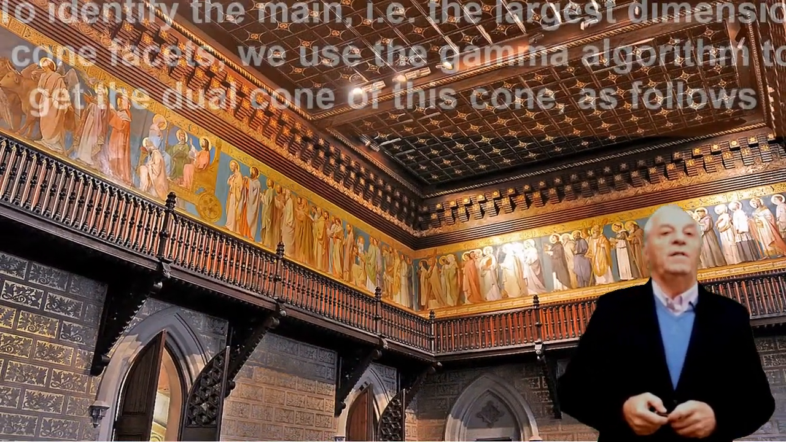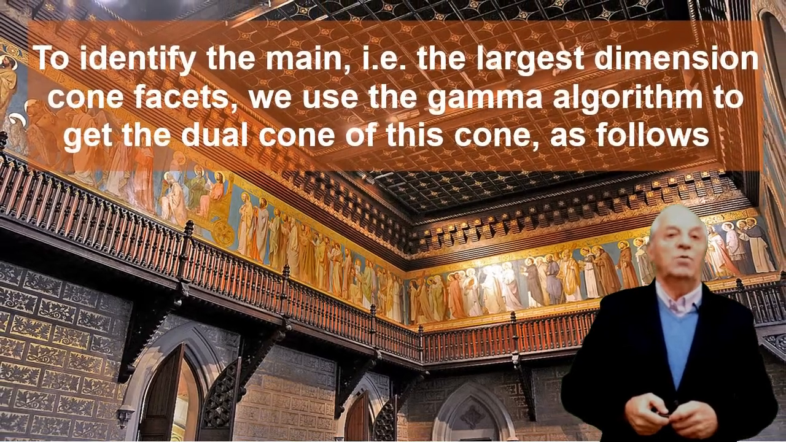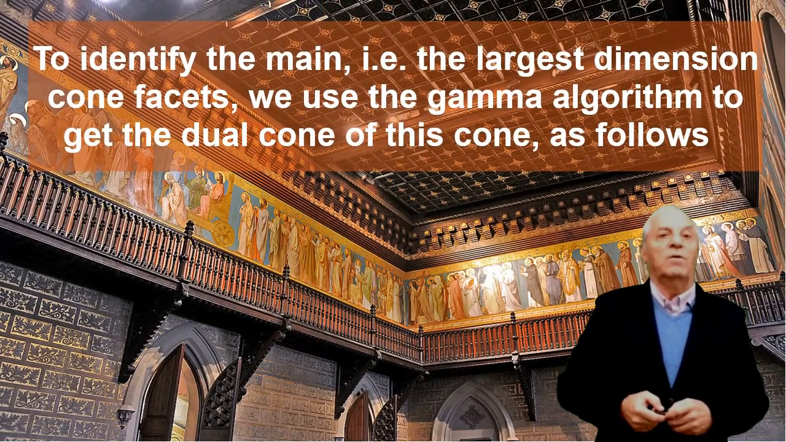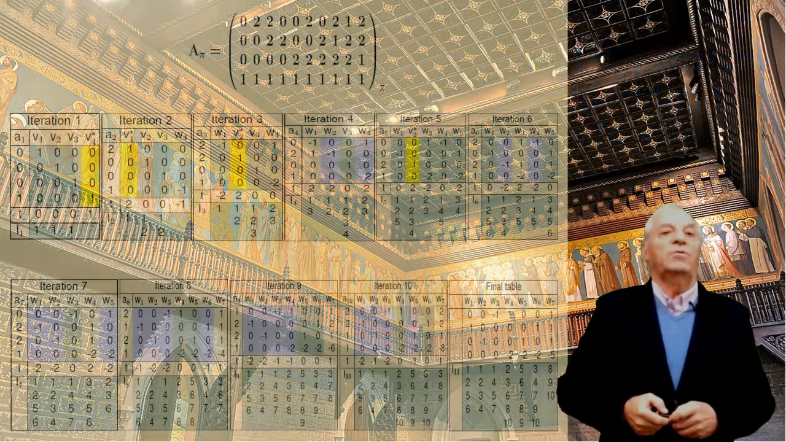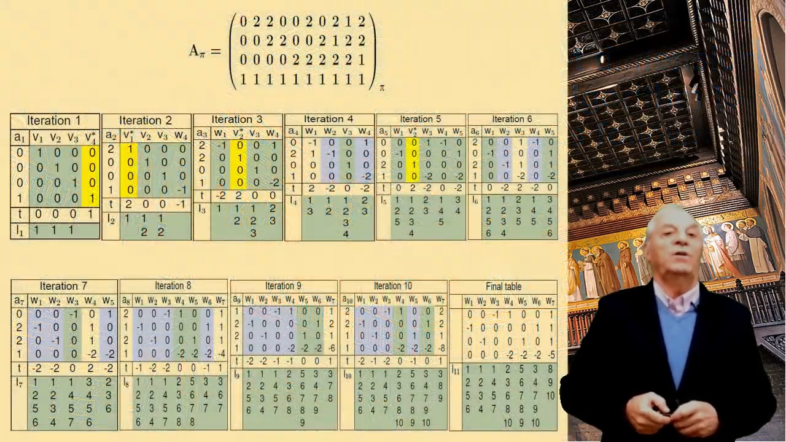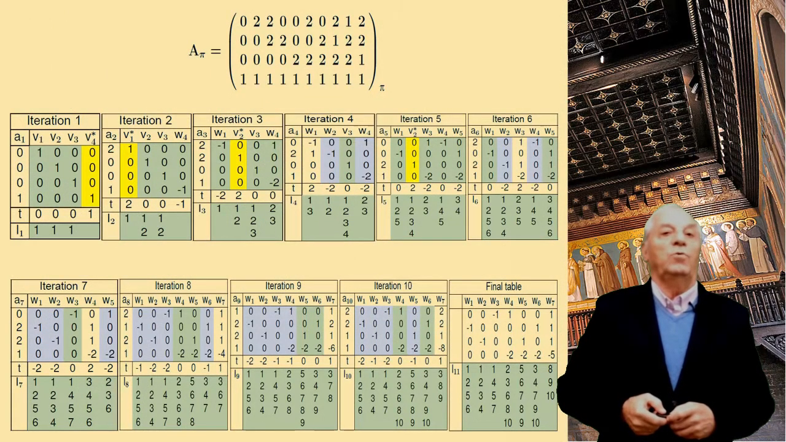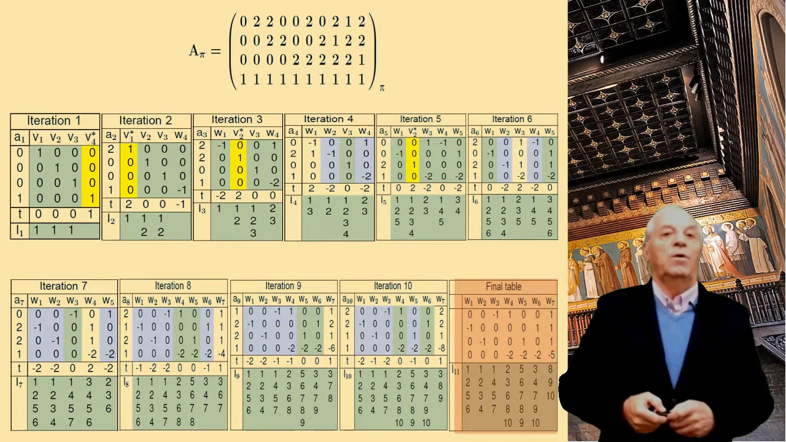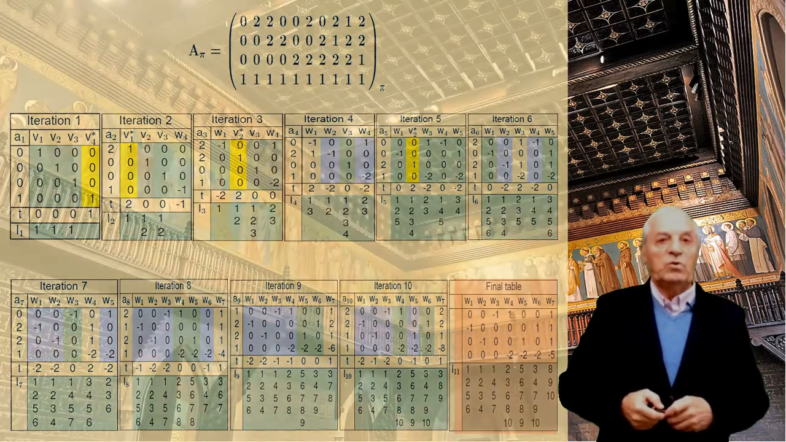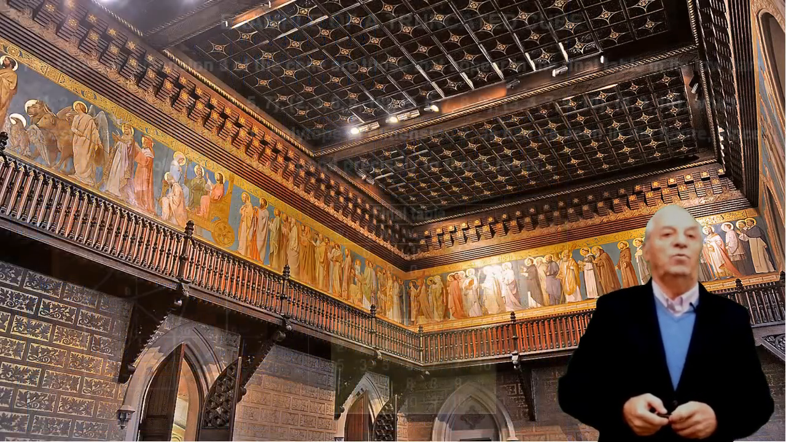To identify the main facets, the largest dimension cone facets, we use the gamma algorithm to get the dual cone of this cone as follows. Since 10 vectors generate the cone, we have to use 10 steps, introducing the 10 generators one by one, which produce the initial plus 10 more tables. The last table gives us, on one hand, the dual cone, and on the other hand, the main cone facets of dimension 3 in the lowest part of the table, which are also the truncated cube facets of dimension 2.